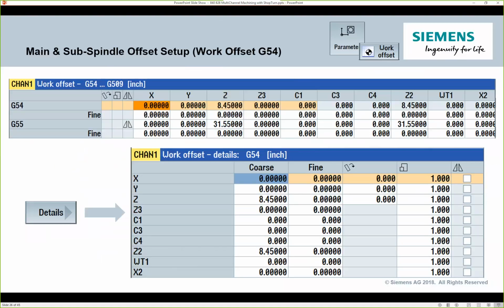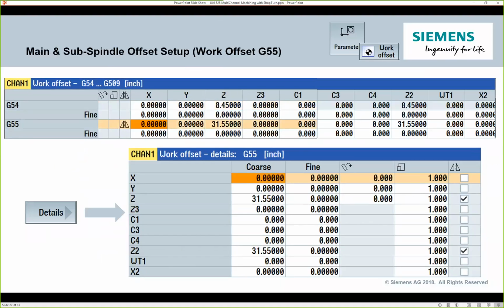So the work coordinate is not specific to a channel. Even though it says channel 1 there, that's just a representation of the channel that's on. But the work coordinates are one of those things that transcend between the channels, because that work coordinate's active all the time. Remember, I can move my lower turret between my two spindles. So channel 2 can work on G54 if that's on my main spindle, or G55 if that's my sub.